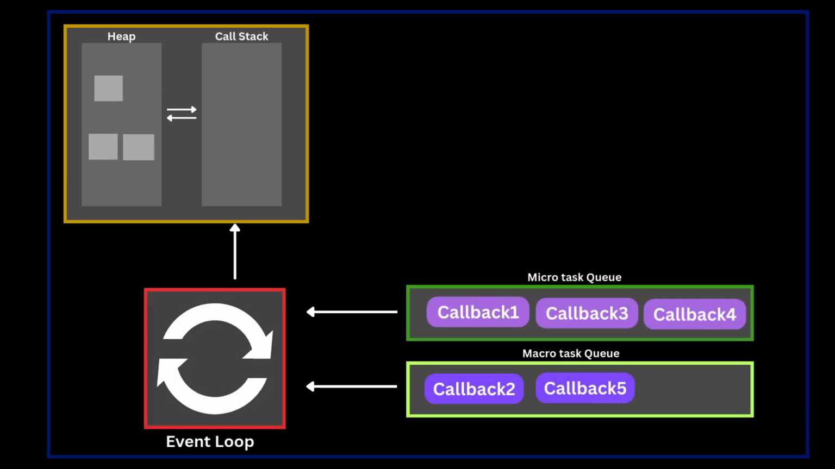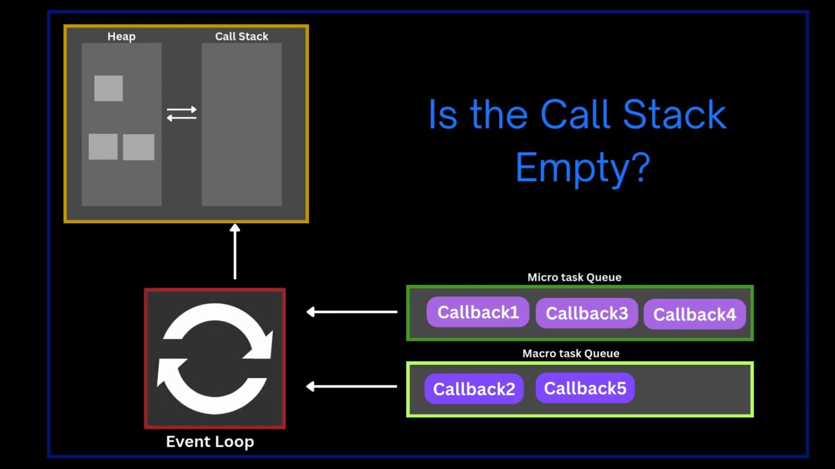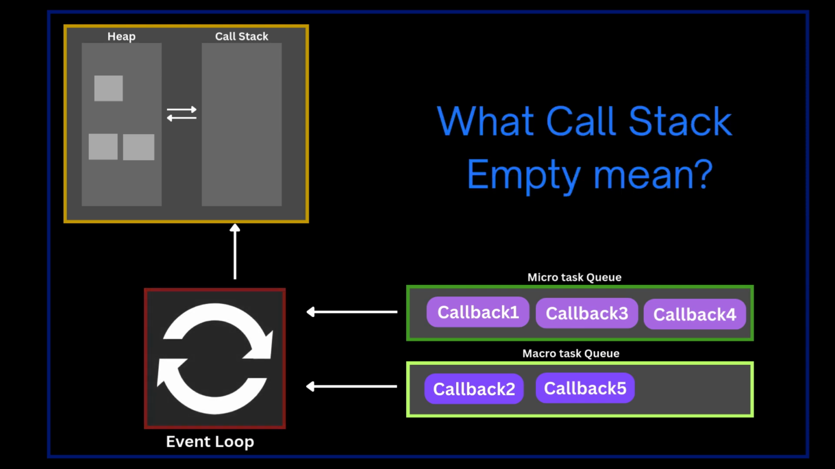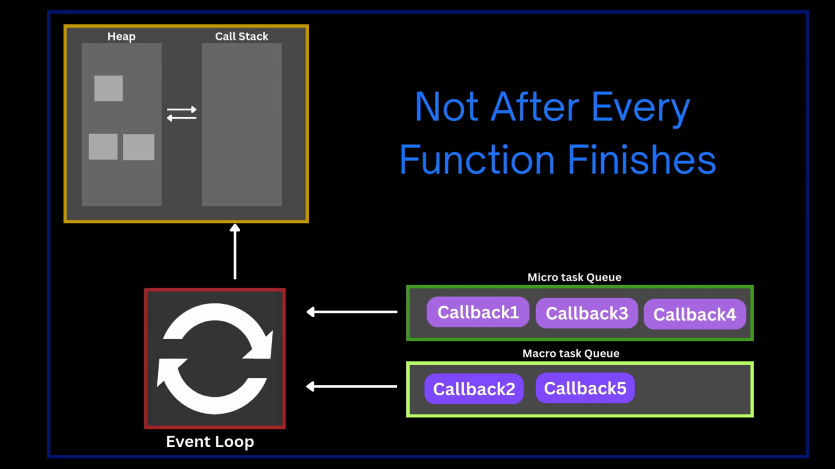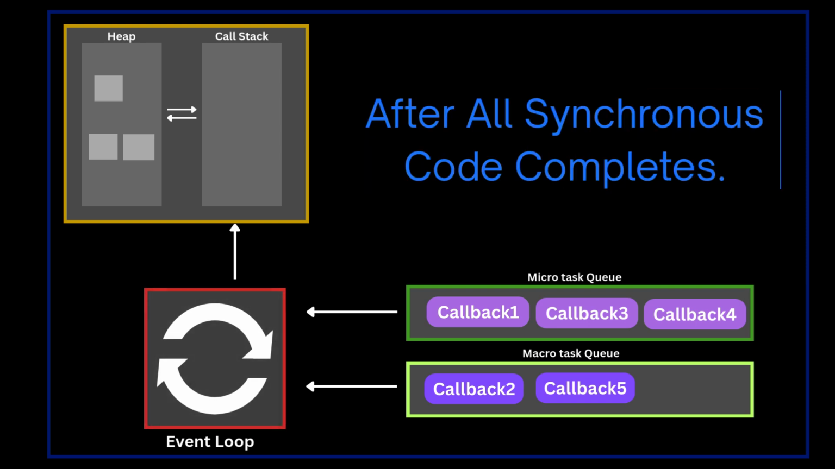Now comes the most important part, the event loop. The event loop continuously checks the call stack. You will often hear this phrase: when the call stack is empty, the event loop moves tasks from the queue. But what does call stack empty actually mean? It does not mean after every single function finishes, because inside one script, many functions can call each other. Instead, it means this: the call stack is empty only after the entire current synchronous execution has finished.